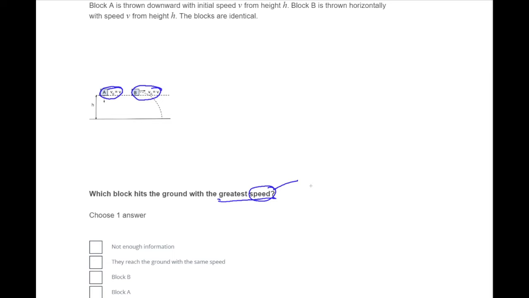So this is talking about speed, not velocity. And why is that important? Well, that's important because speed is really equal to the total velocity. So in other words, the absolute value of the square root of Vx squared plus Vy squared.